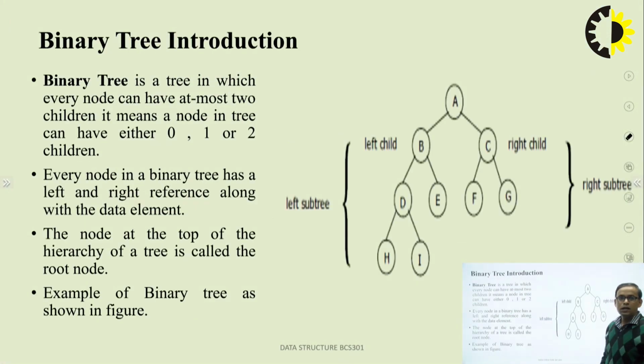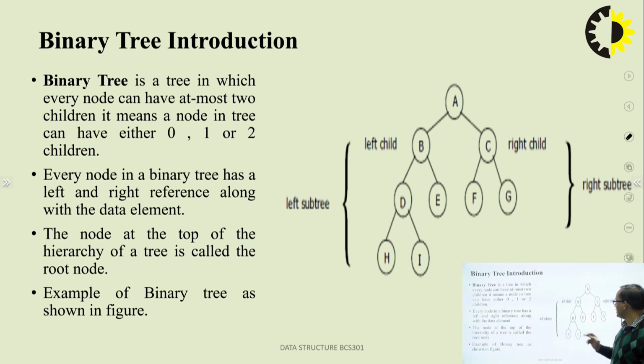So let's start with the introduction of binary tree. Binary tree is a non-linear data structure. It is a hierarchical data structure in which data is organized in the form of nodes. In case of a binary tree, every node can have either 0 children, 1 child, or at most 2 children. It means the maximum number of children of a particular node will be 2.